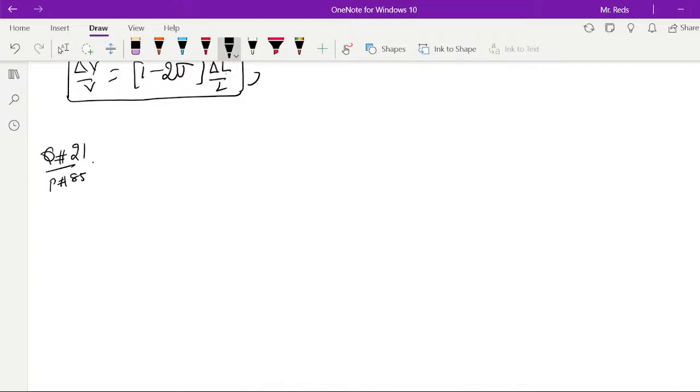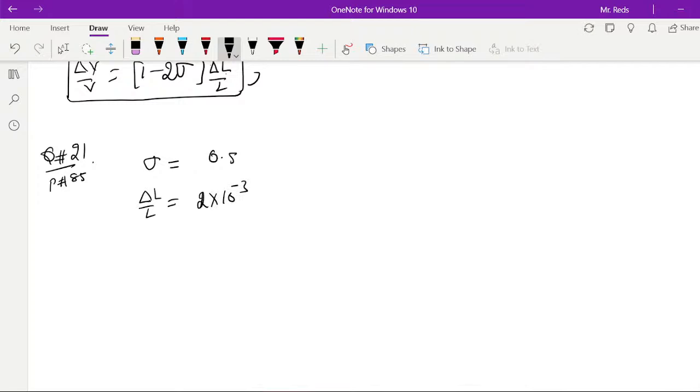It is given that a material has Poisson's ratio of 0.5. If a uniform rod of it suffers a longitudinal strain of 2 into 10 to the power minus 3, then the percentage increase in its volume is. So what is given here? A material has Poisson's ratio sigma equal to 0.5. A uniform rod suffers a longitudinal strain, delta L by L, equal to 2 into 10 to the power minus 3.